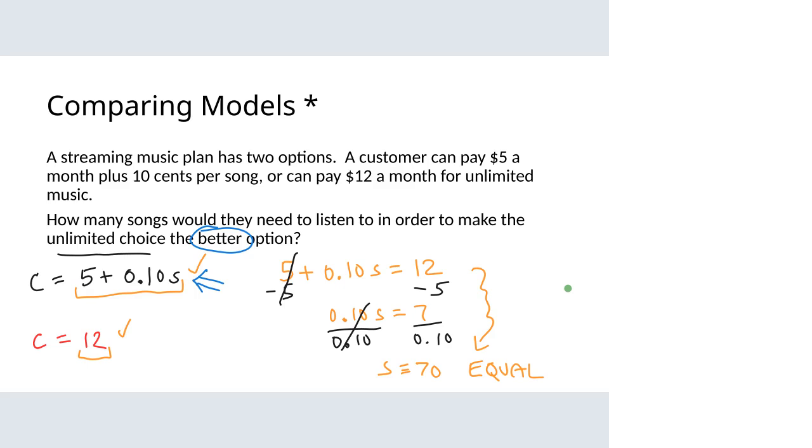One more song, that 71st song, that's when unlimited is going to be the better option. Because at 71 songs, this way is going to cost more than $12. So 71 songs points us to the unlimited plan. Hopefully that makes sense. Please don't hesitate to let me know if there's something in there that didn't. Hopefully that cleared it up for everybody.